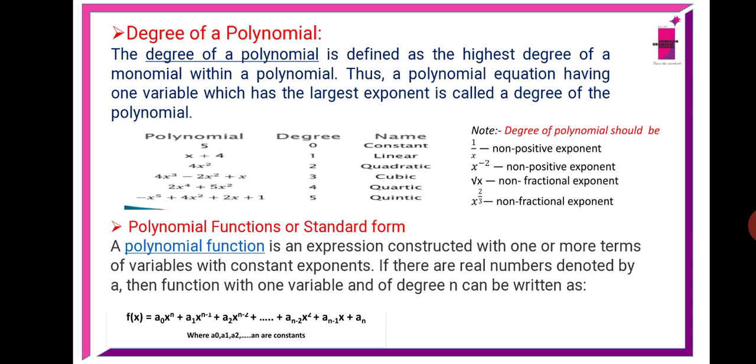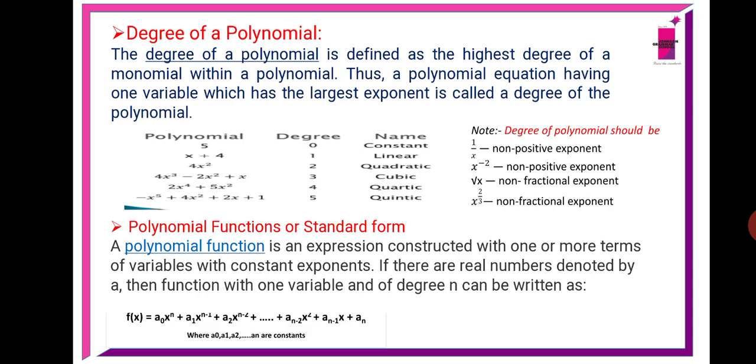Note, the degree of a polynomial should be a non-negative exponent; negative exponents are not allowed as degree. If you see 1 by x, x power minus 2, root x, x to the power of 2 by 3, these are all not polynomials. We do not consider them as polynomials.